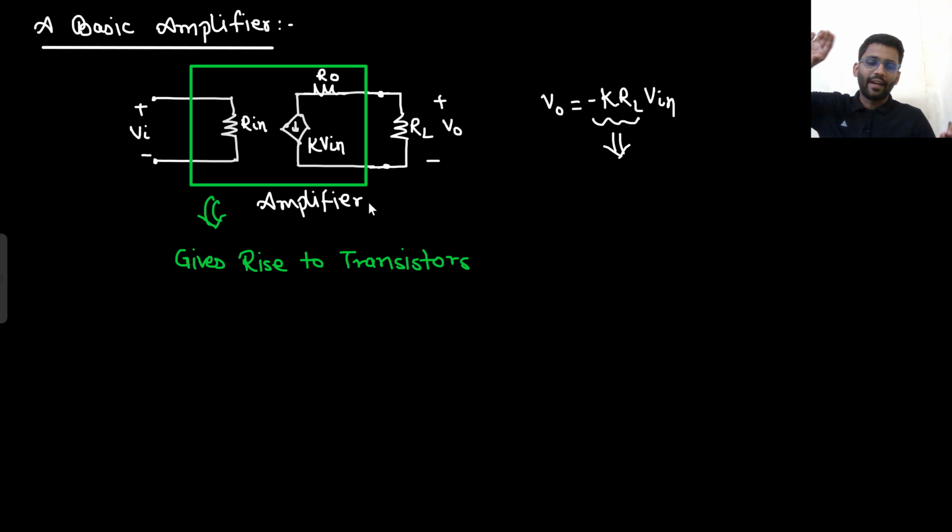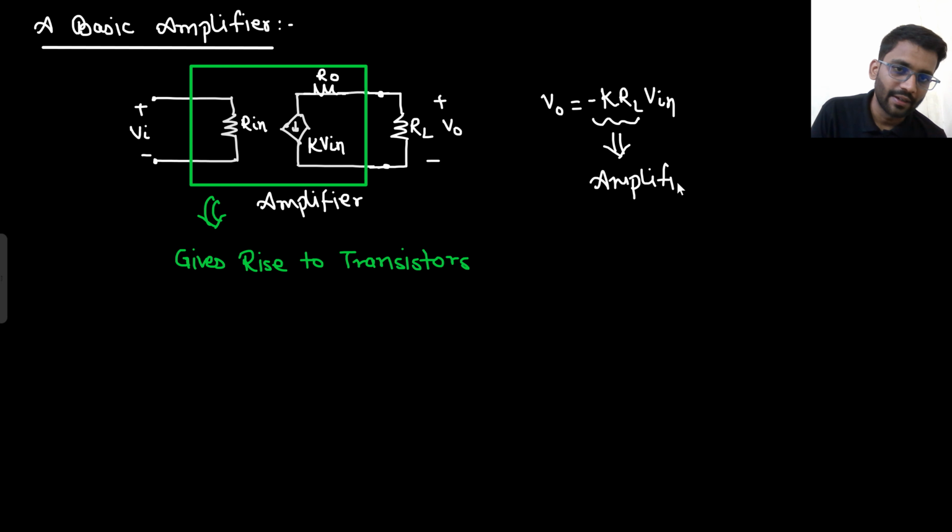In the amplifier, at one port we give the input. That voltage input is changed into a current, and that is going towards the output. So at the output we have minus K into RL into Vin. You have control over RL and over K, so from here you can get the amplified output, and this is what we needed.